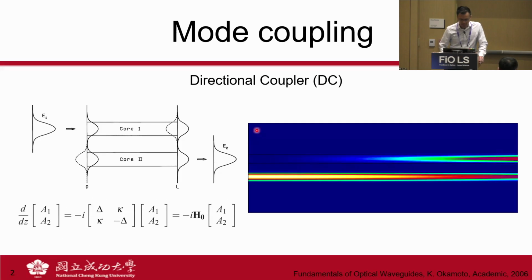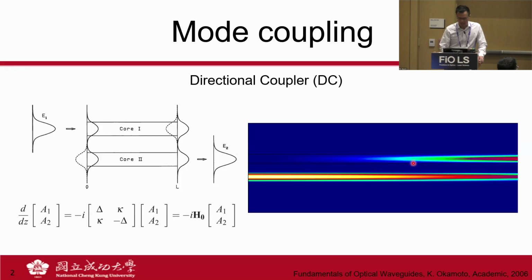I'll show you the most common mode coupling based device, which is the directional coupler, where two waveguides with fixed width and spacing are brought closely together. We probably all know that by engineering the device spacing and coupling length, we can couple light from one waveguide to the other with the desired ratio.